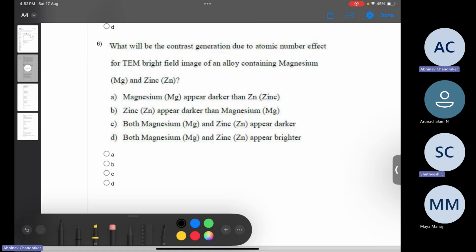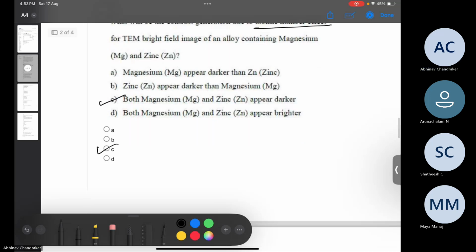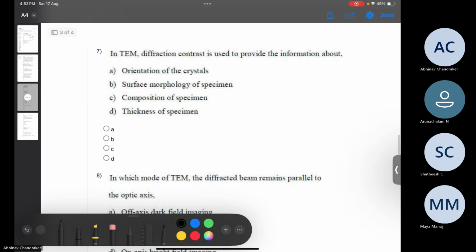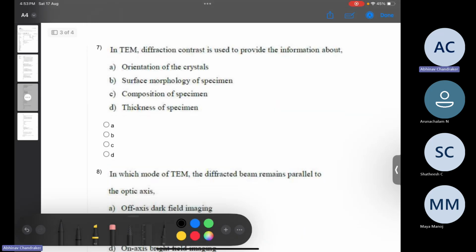Zinc appear darker than the magnesium. Yeah, Satish, you are right. Zinc will appear dark in case of bright field. This is due to the atomic number effect or the mass contrast effect. Now let's go to seventh question.